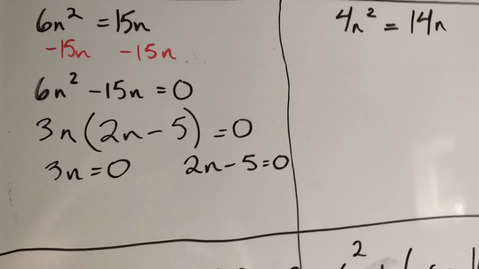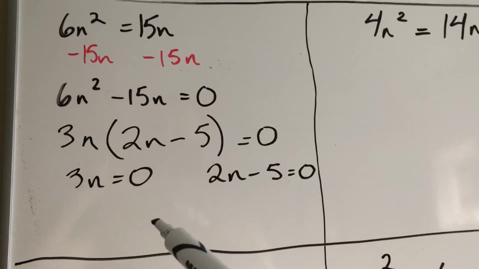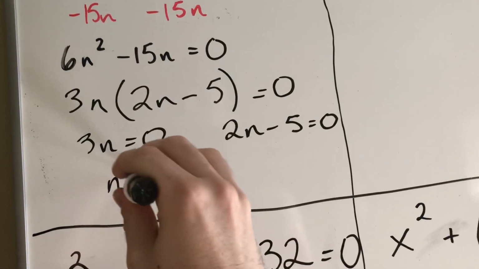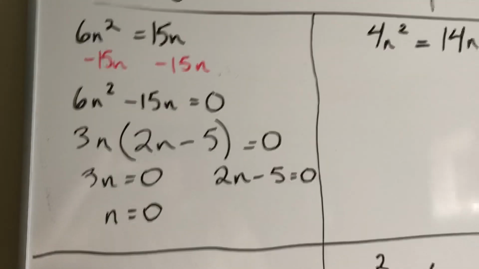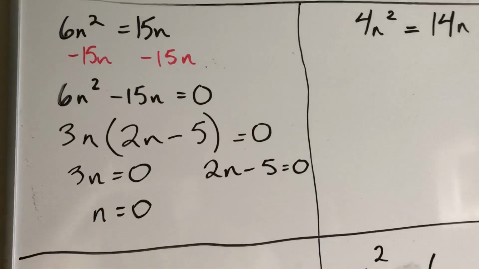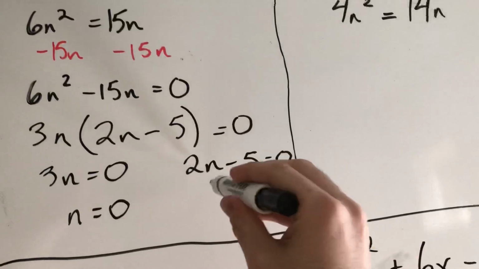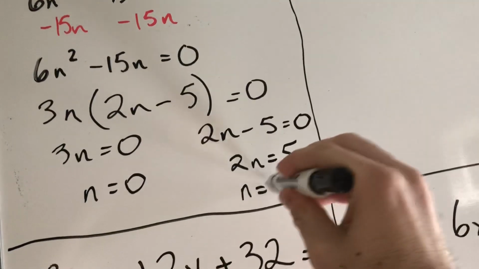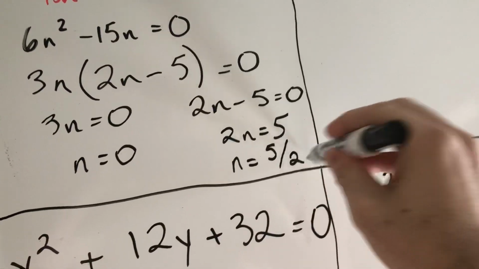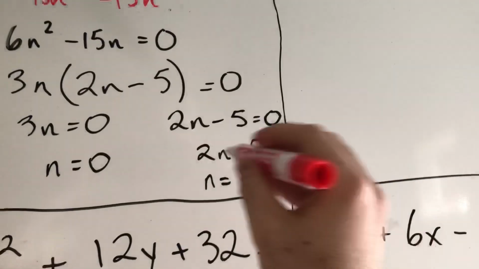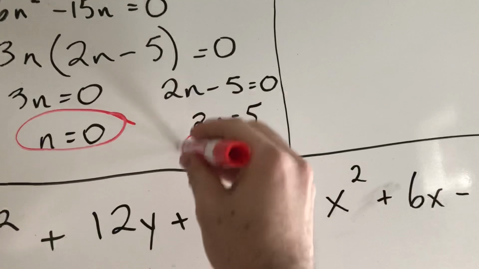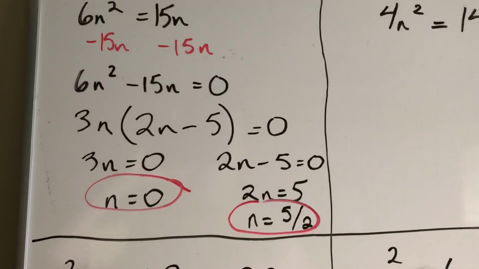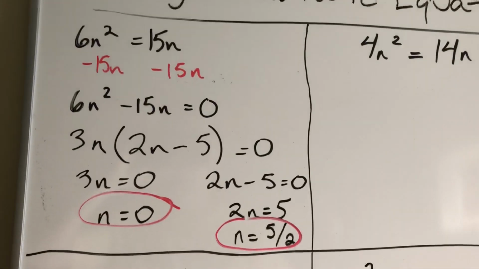So for the first one, 3n equals 0, I divide by 3 on both sides and have one of my answers, which is n equals 0. You'll find that one comes up a fair amount in these problems. 2n minus 5 equals 0, so I'll add 5 to both sides, divide by 2. So I have two answers for this problem. n equals 0 and n equals 5/2. If you want to circle your answers just like that, that is fine.